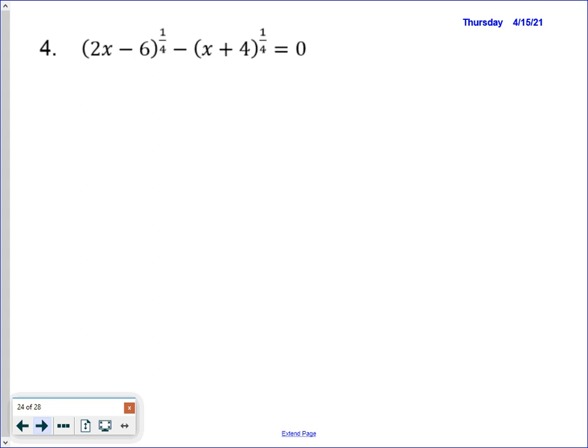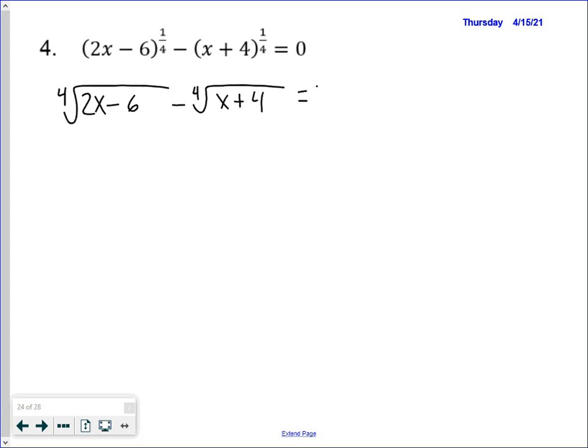Now to number 4. So we have 2 rational exponents, and that's equal to 0. I'm going to change them both into radical expressions. So I get the 4th root of 2x minus 6 minus the 4th root of x plus 4, and that all equals 0. So I always want to isolate my radicals. So I'm going to move the fourth root of x plus 4 to the other side.